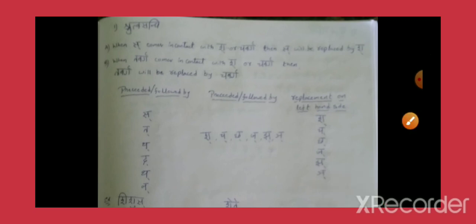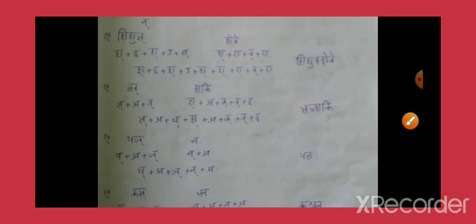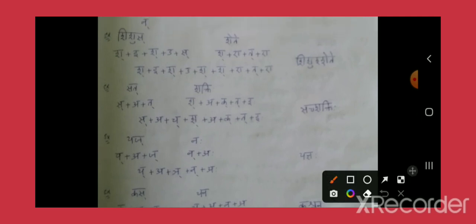These are the examples. First example is Shishus Shete. These are the two words. Here in this example, first let's expand each word. The expansion for Shishus is Shakara plus E plus Shakara plus U plus Sakara. And the expansion for Shete is Shakara plus A plus Takara plus A.